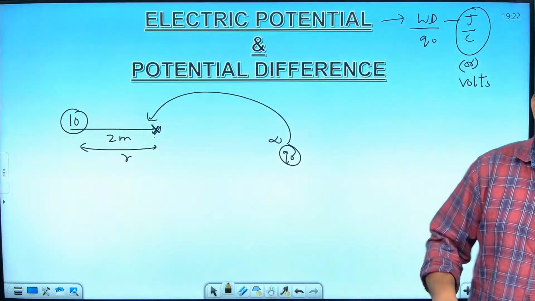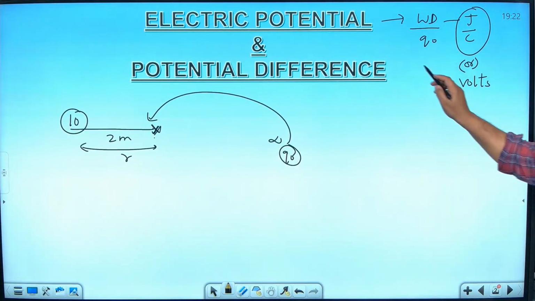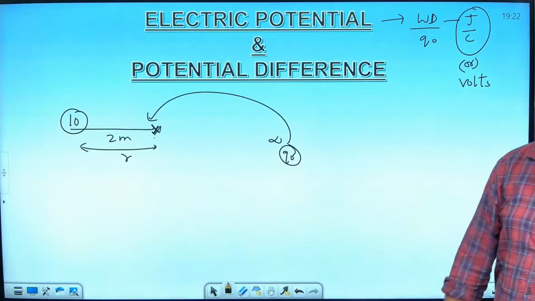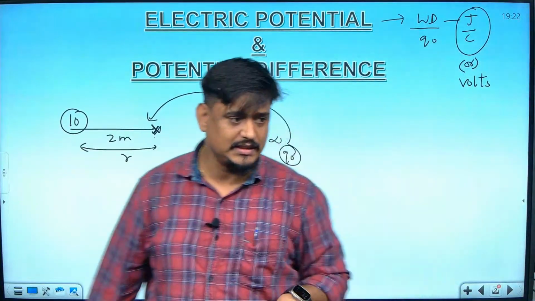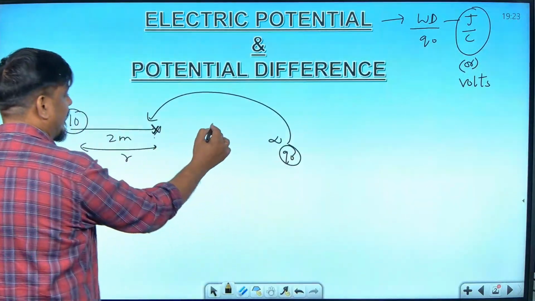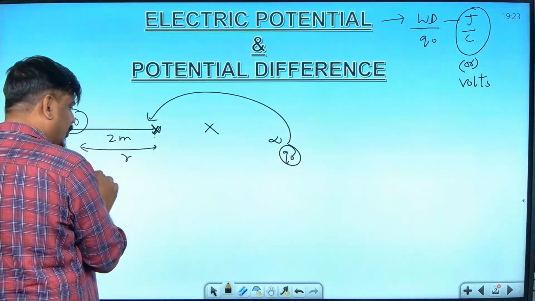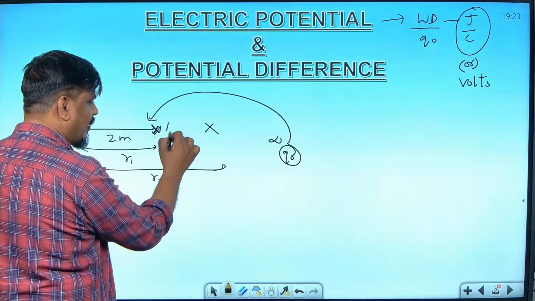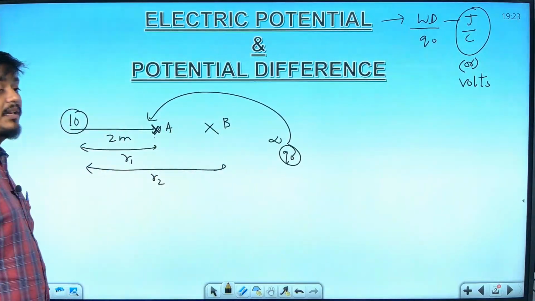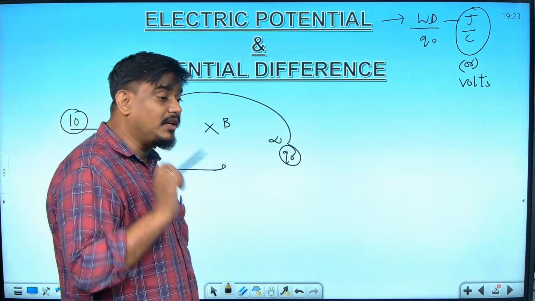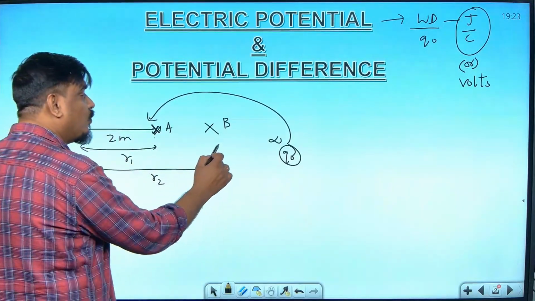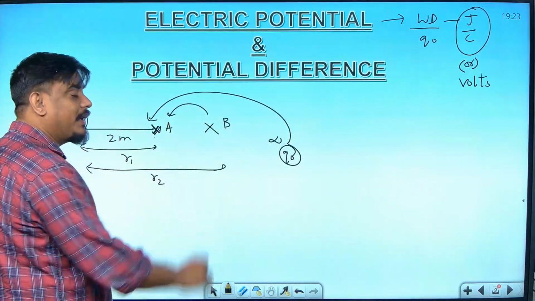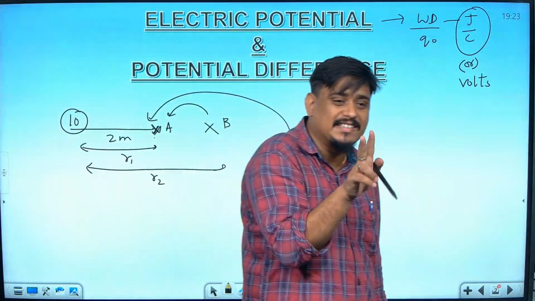Coming back, what is potential difference then? Potential difference is always for 2 points. If I take a point here and a point here, this will have a different potential, and this will have a different potential. Suppose this is R1 distance, R2 distance, point A and point B. Then potential difference is the work done per unit charge to move it from where to where? From A to B, between 2 finite distances.